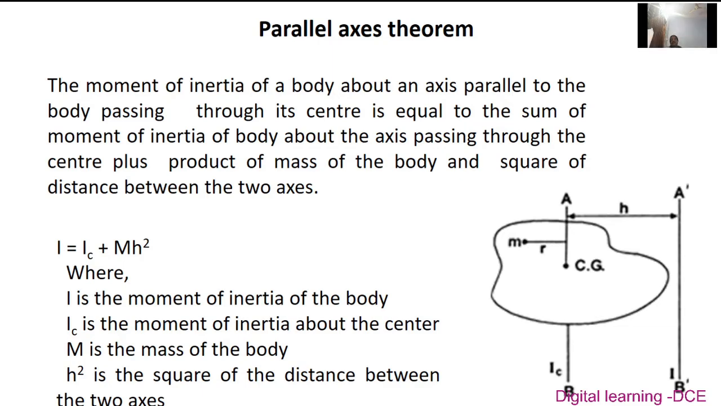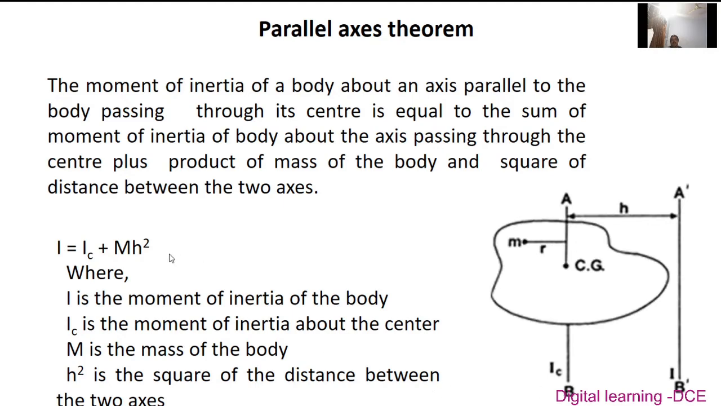The parallel axis theorem states that the moment of inertia of a body about an axis parallel to the axis passing through its center is equal to the sum of the moment of inertia of the body about the axis passing through the center plus the product of the mass of the body and the square of the distance between the two axes.